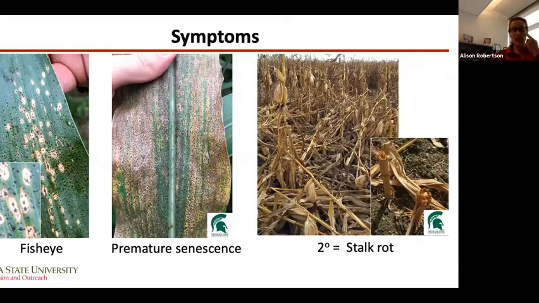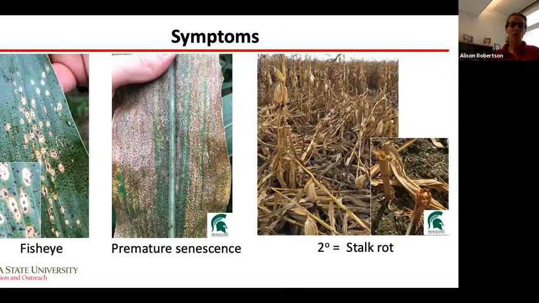Basically what this fisheye lesion is: you have the tar spots, the black raised spots, but around those raised spots you also have dead tissue. That gives those spots the appearance of fisheyes. There's some talk that there may be another pathogen involved with that, but that is the subject of research going on across the Midwest with folks who are doing the research.